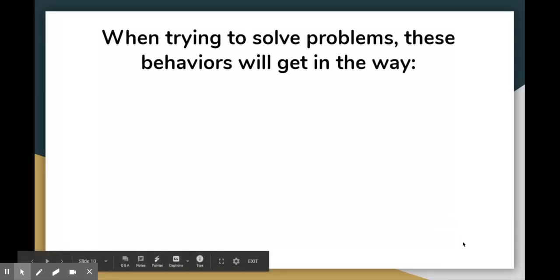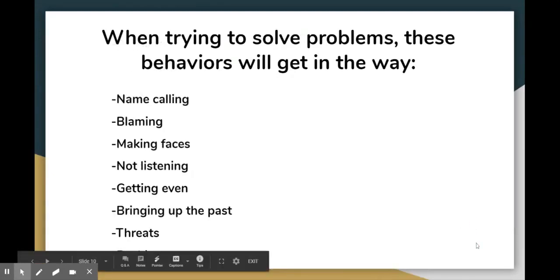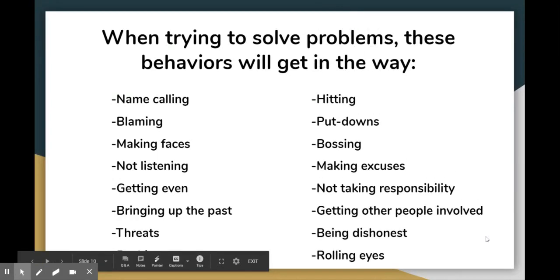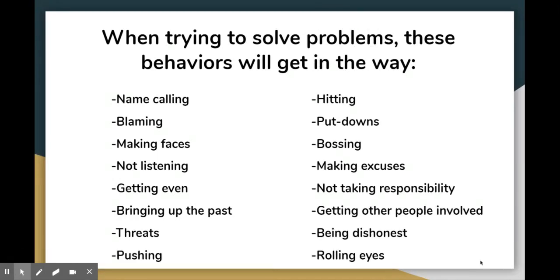So we learned about those 4 tips or 4 steps for solving conflicts. I wanted to remind you of some behaviors that might get in the way when you're trying to solve problems. So some of those are name calling, blaming the other person, making faces, not listening when the other person is talking and sharing their feelings, trying to get even with the person, bringing up problems from the past, making threats, pushing, hitting, put downs, bossing the other person around, making excuses for your part of the problem, or not taking responsibility.